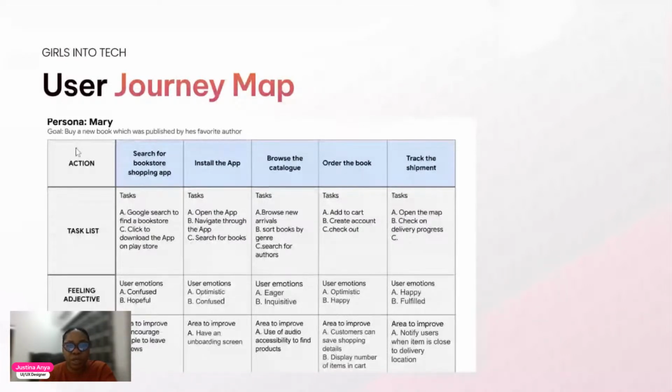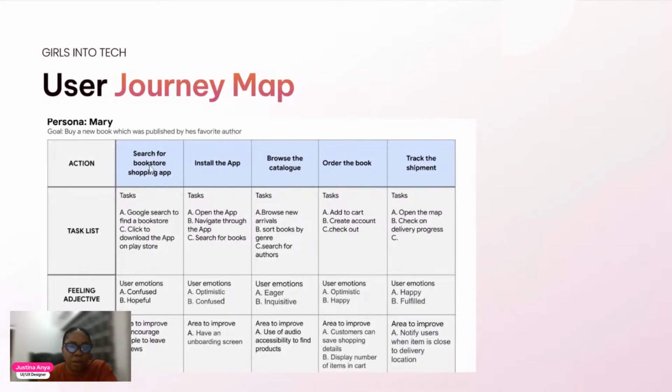So you have your persona. You remember yesterday we discussed how to create personas. So maybe you created a persona called Mary. Persona Mary, what is her goal? Buy a book which was published by her favorite author. Sorry, I think this is a typographical error. So her goal is to buy a book from the bookstore that was published by her favorite author. So how is she going to accomplish this goal?